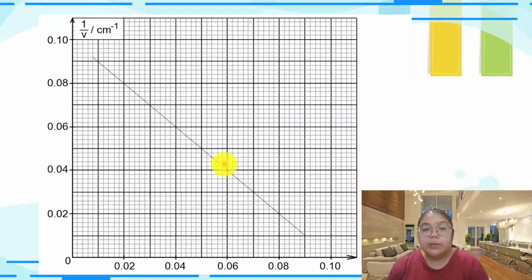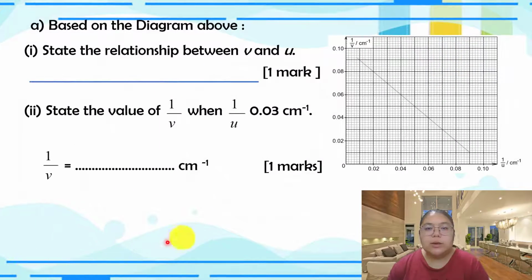Okay, now we continue with the question. From here, the first question will surely ask about the relationship, so this should be the format. They ask you to state the relationship between v and u. Okay, you see the question, we cannot find v and u also, is it? The question is just 1 over v versus 1 over u. So we just answer what is the relationship. Refer to the diagram. We don't care about v or u, only 1 over v versus 1 over u.